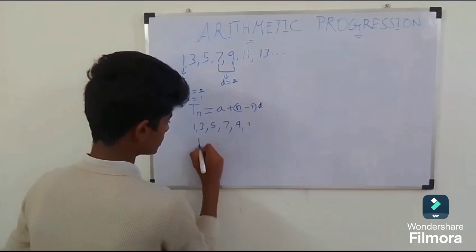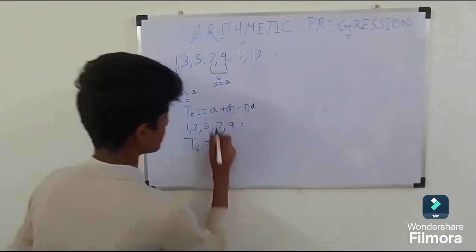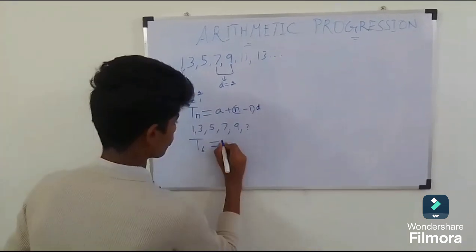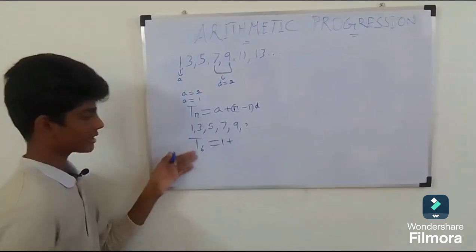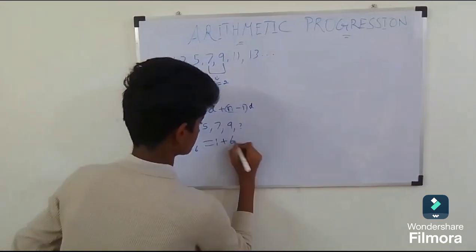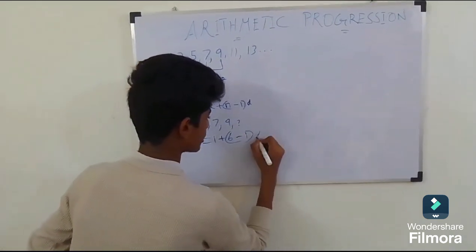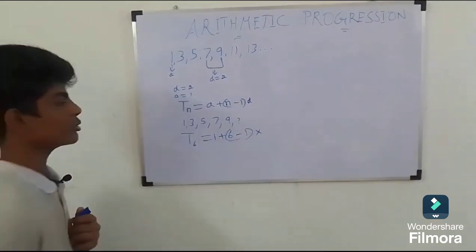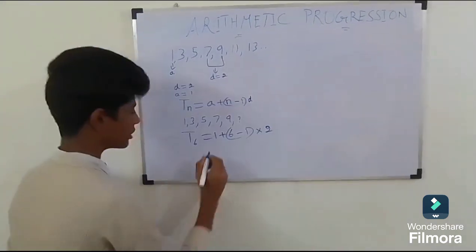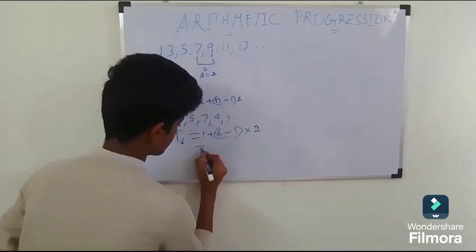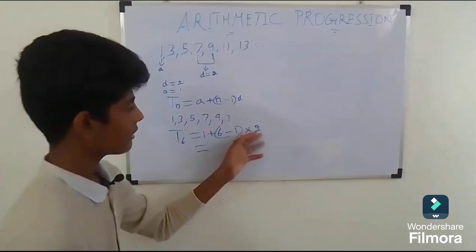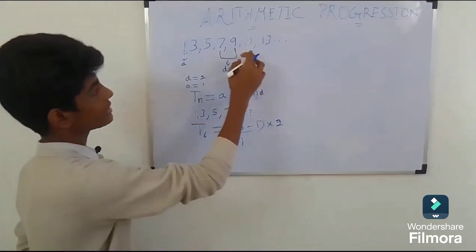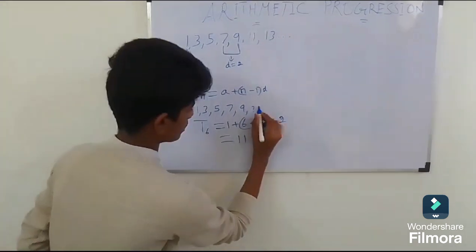So we write P6 equals A, which is 1. A is the first number of the set of numbers, so 1. Plus n is the term that we are going to find, so 6, minus 1, multiplied by D. D is the common difference. The common difference in this arithmetic progression is 2. So multiply by 2. You get the answer: 6 minus 1 is 5, 5 2s are 10, 10 plus 1 is 11. So we get the 6th term of 11.